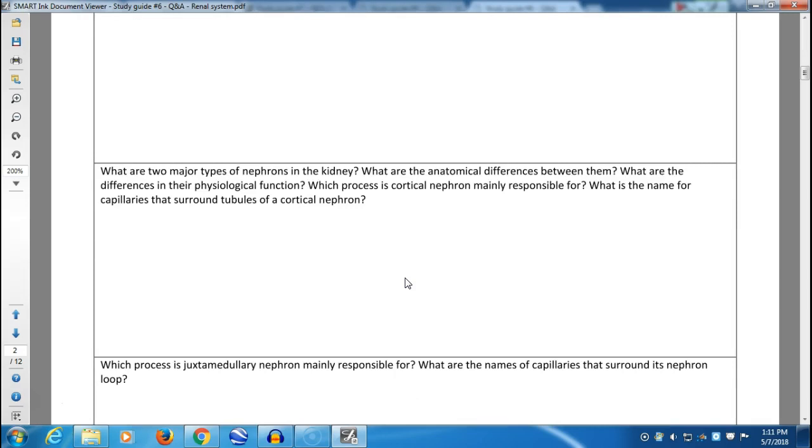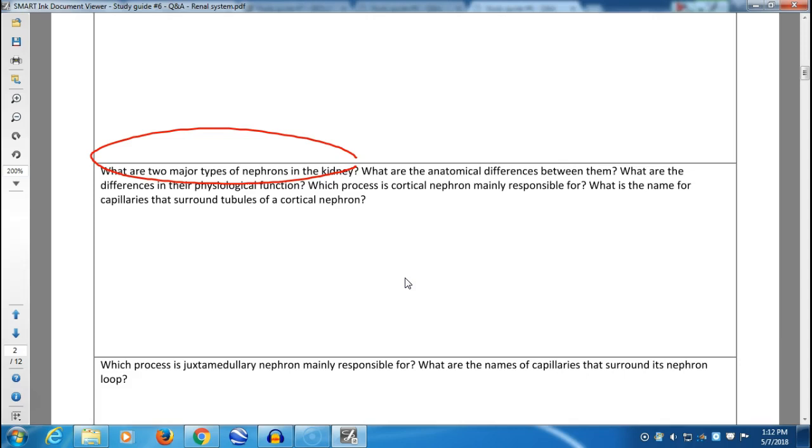Two types of nephrons. Know the types and the function. So, cortical nephron is located where? Surprisingly, in the cortex. It's surrounded by peritubular capillaries. Peritubular capillaries, where do they receive blood from? Know the pathway for blood.